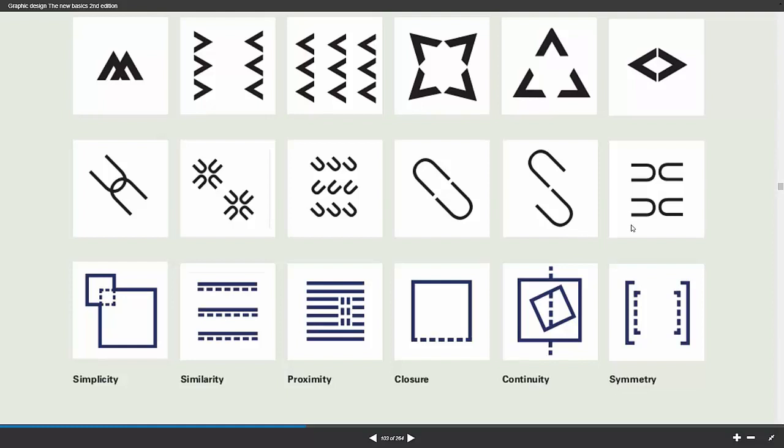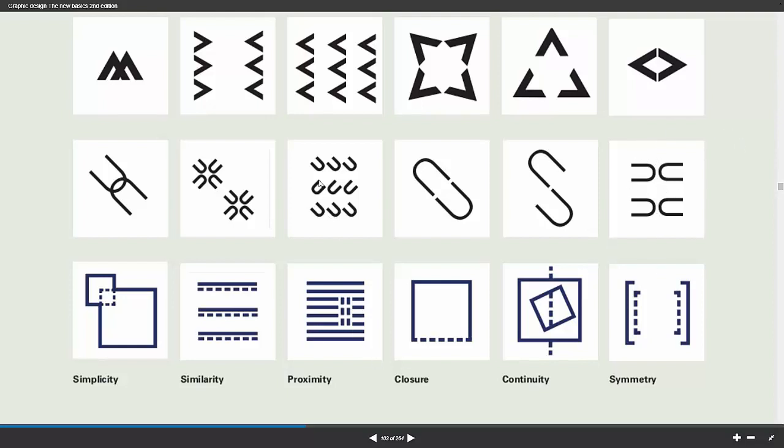continuity, and symmetry. Now, continuity usually talks about how it's a visual line. It shows motion, and it wants our eye to travel in a specific direction. Closure is our ability to close out or see the image even though we don't have all the information. Okay, symmetry is exactly that. It's identical on one side to the other side. If we go down the middle, it's the same, or top and bottom, right?